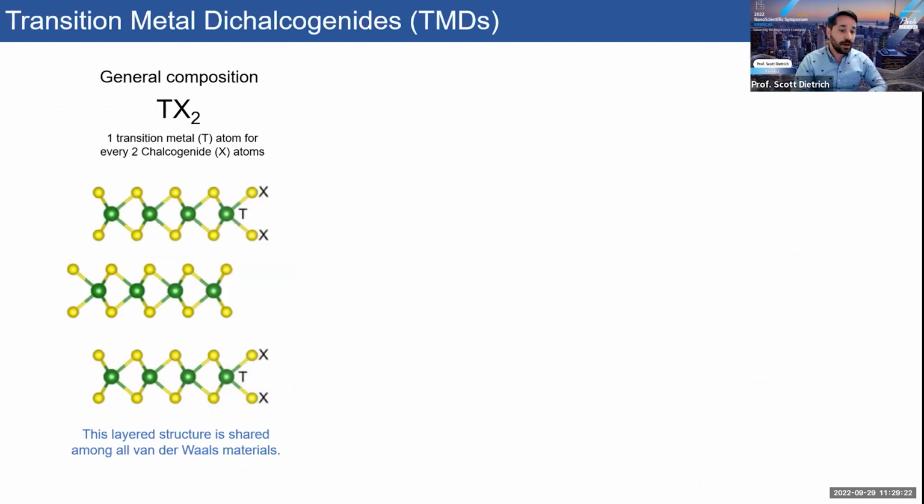2D material, molybdenum disulfide, where it lives in this family of transition metal dichalcogenides, or TMDs for short. In a single monolayer, we have a layer of transition metal atoms that are surrounded by a layer on either side of these chalcogenide atoms. This layered structure, where we have strong intralayer bonds but weak interlayer van der Waals bonds, is a shared property among all van der Waals materials.